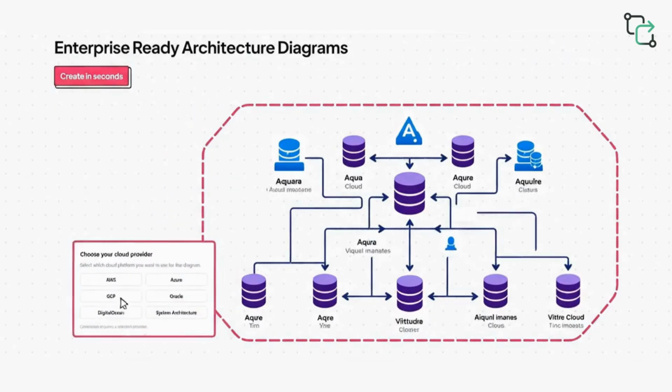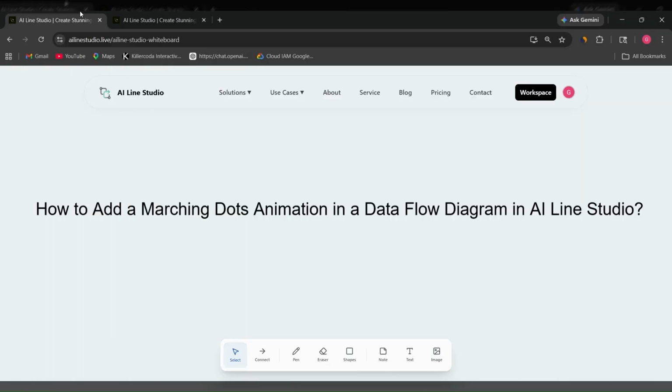Clear, structured, production ready. Hello everyone, welcome to ALN Studio tutorial 116, and today's topic is how to add a marching dots animation in a data flow diagram in ALN Studio.